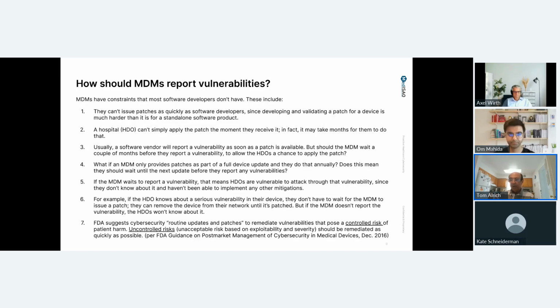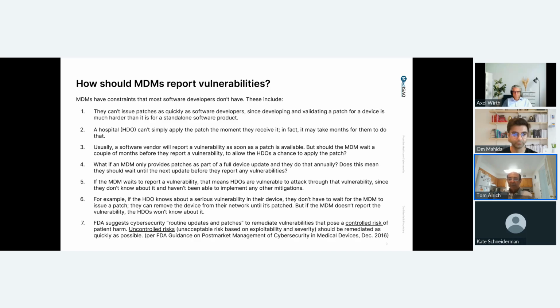Sure, maybe you're not going to patch it as part of a regular update, and it's going to be 2 years before the next one. But you can't leave your customers without that knowledge. At the very least, they can pull your device off their network. That's one way of mitigating the vulnerability. And if it's a serious vulnerability and it's going to be in there for 2 years, I would say the customer really ought to do that.